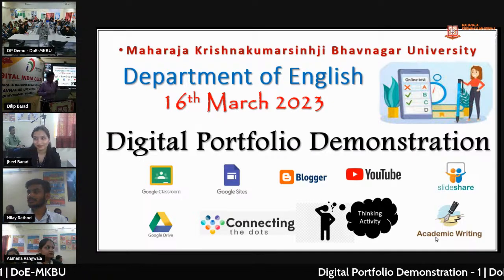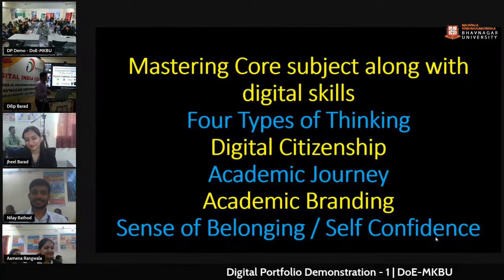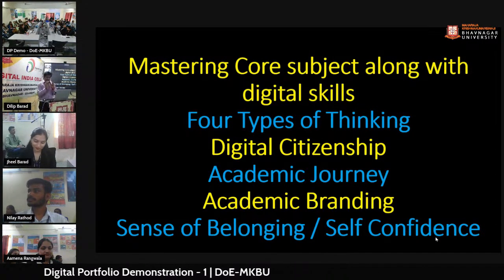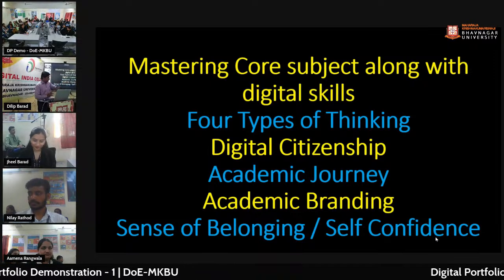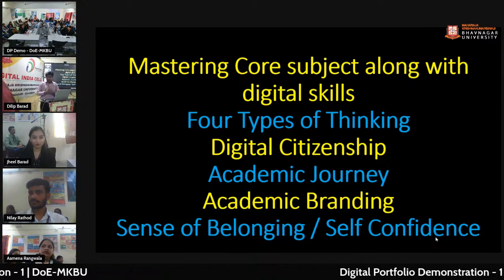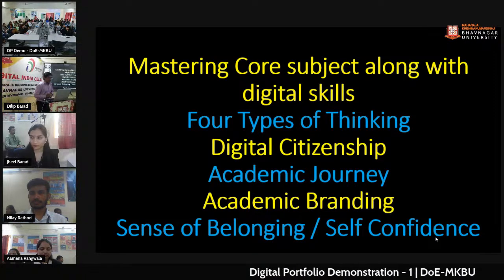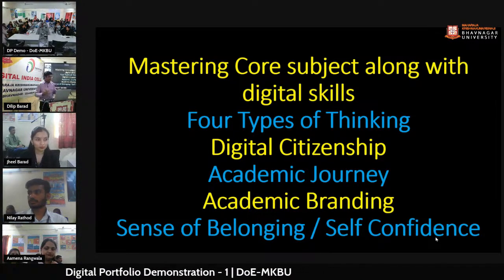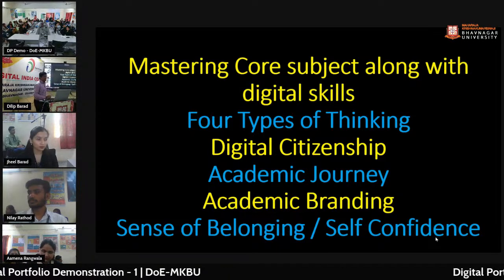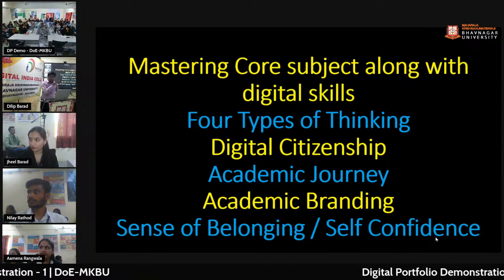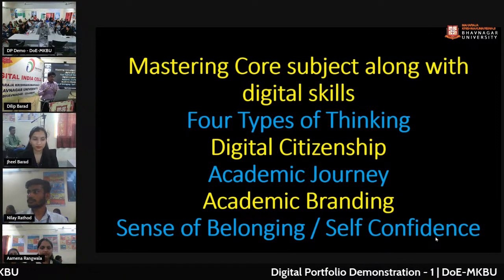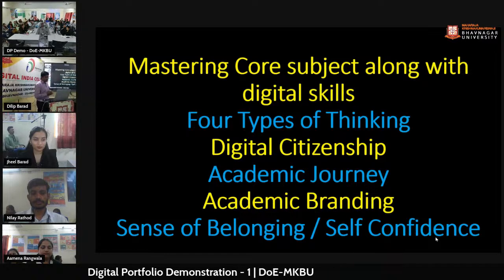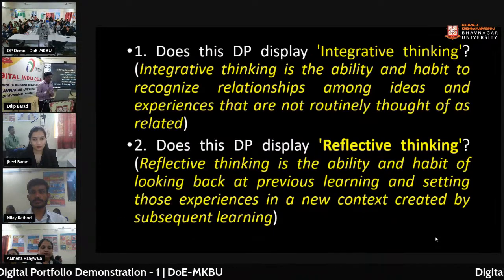That way you have to understand this part. So we tend to think that our core idea, the general idea of the digital portfolio, is also very important, but what we try to do is develop 4 types of thinking skills among the students when they work with this digital portfolio. So along with mastering the core subject of literature, how these 4 types of thinking skills can be mastered, that we have to see here.